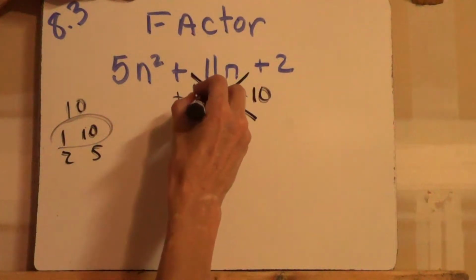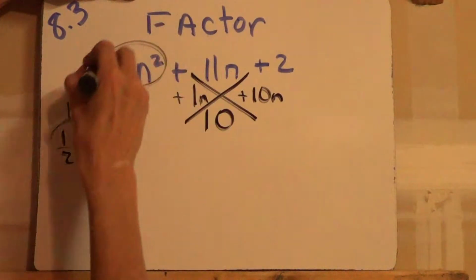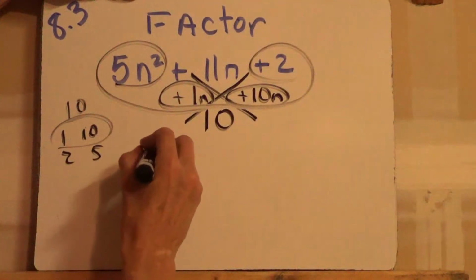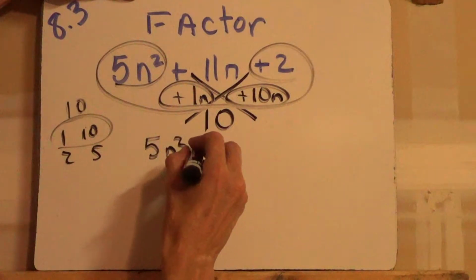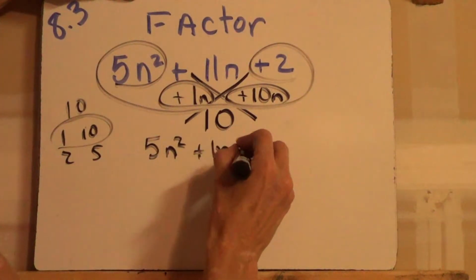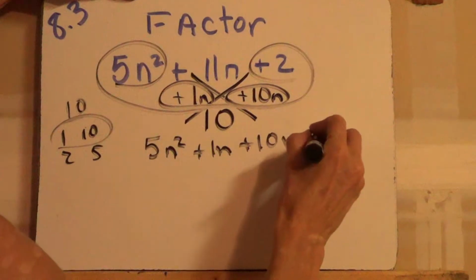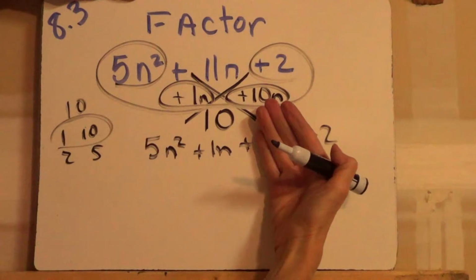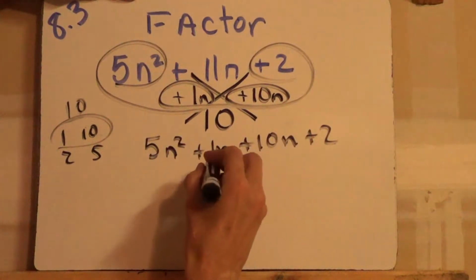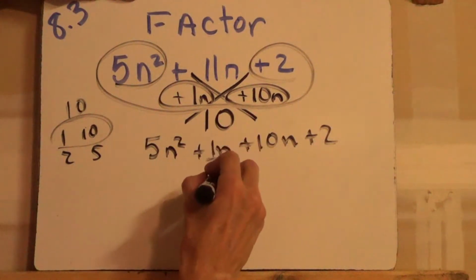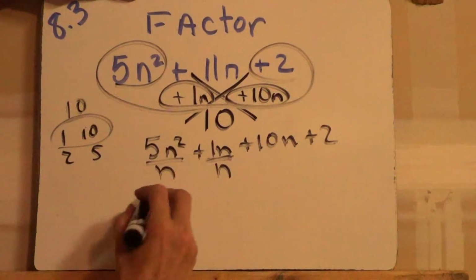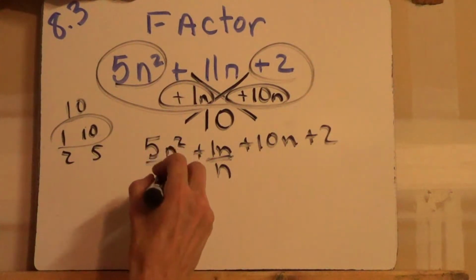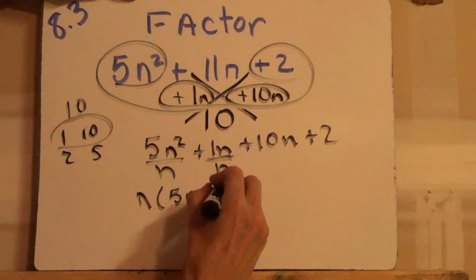Now we bring down our variable. Here's the 4-term. So we have 5n squared plus 1n plus 10n plus 2. Now to remind you how to do 4-term, cover up the back two and factor out what's common in the first two. Hopefully you said n is common. So we'd factor out an n, it would come to the front of the parenthesis. 5n is what's left when we reduce that, plus 1.